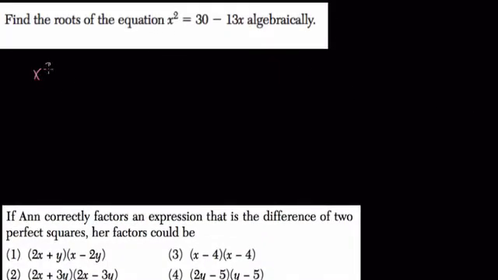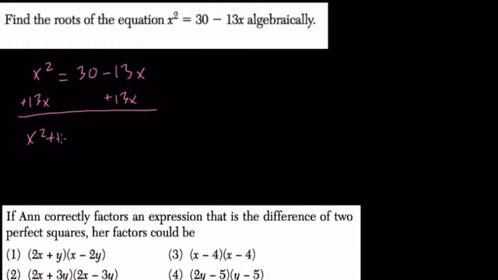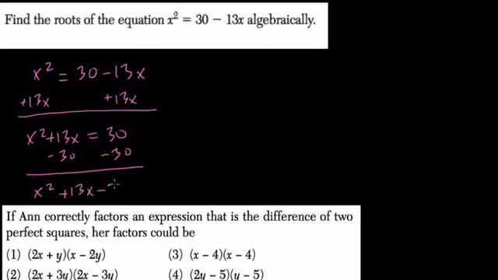What are the roots of this equation? Well, the first thing I would do is get all these numbers on one side. So if x squared equals 30 minus 13x, we're going to add 13x to both sides, and we're almost there. Then I have x squared plus 13x equals 30. And then I subtract 30 from both sides. And now I'm ready to factor: x squared plus 13x minus 30 equals 0. When it's equal to 0, you can quickly find the roots. Remember, the roots are when this quadratic equals 0.